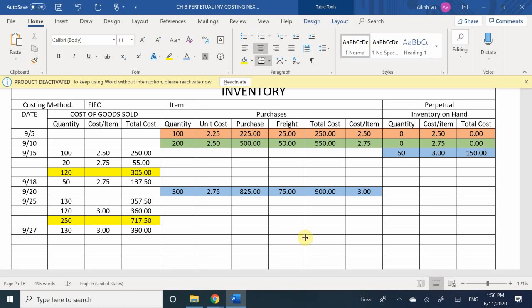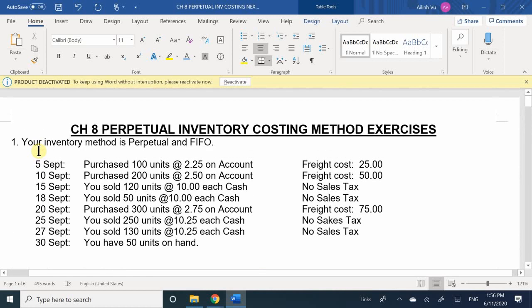If it works easier for you, by all means you can do whatever you want as long as you're able to keep track of your inventory. Now, remember, if you are dealing with inventory, every day is going to be different. I purchased on the 5th. 5 days later, I made another purchase. 5 days later, I sold something. And then 3 days later, I sold another thing. And then 2 days later, I purchased something.